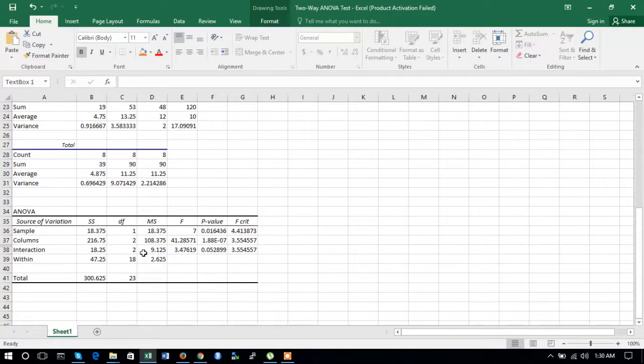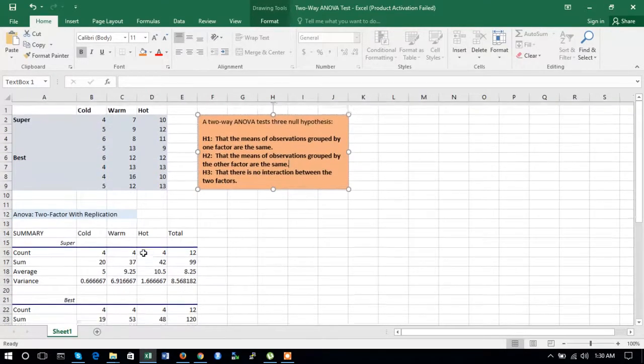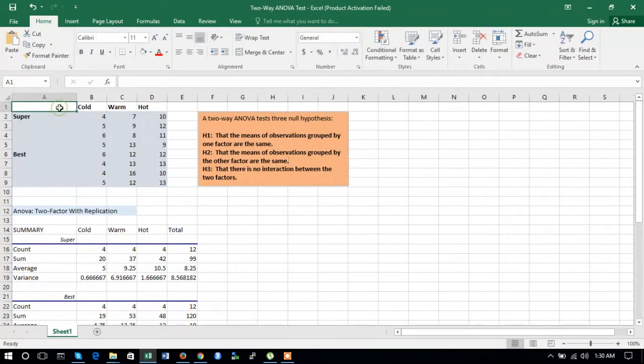So this is the way to conduct the two-way ANOVA test in Excel, and you can conduct the ANOVA test in this way, but you need to make sure that the data set is arranged in this way. Only then can you conduct the ANOVA test.